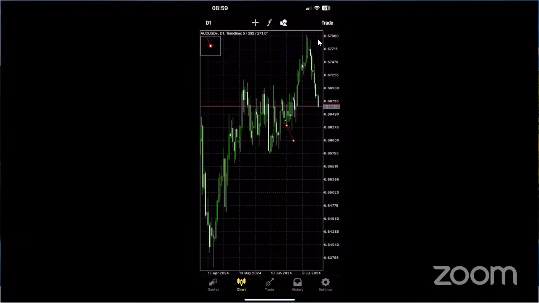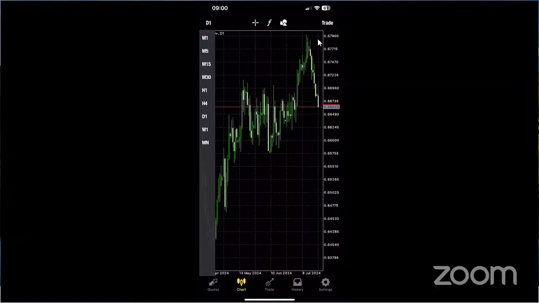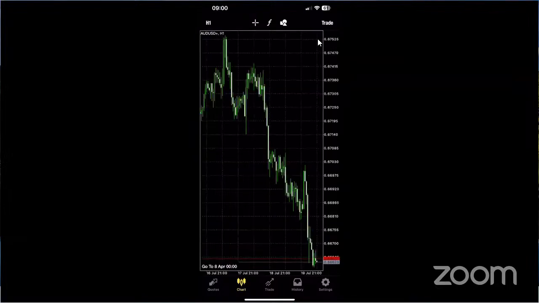I think I have this line here. I can remove it, but you don't need to bother about this one. So let's say I go to H1. On H1, I don't have any indicator on my screen. Everything is cool. So what I will need to do is to click on F.